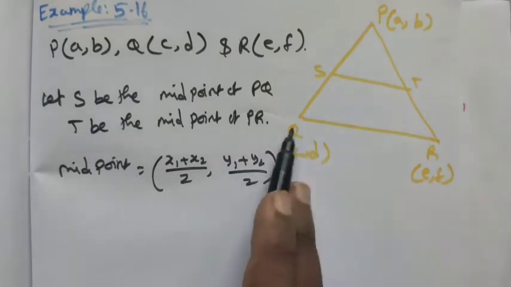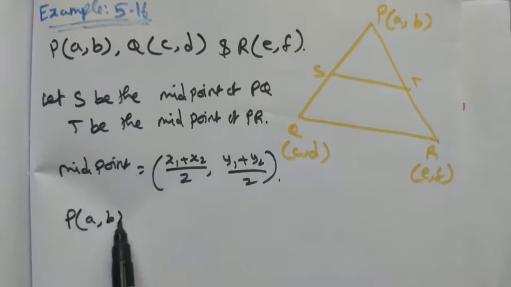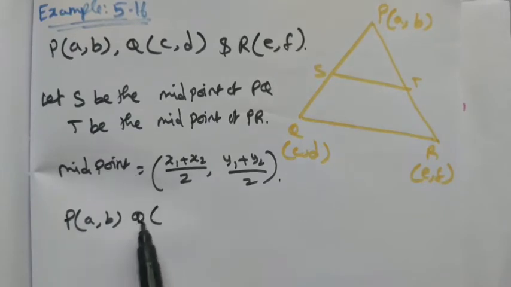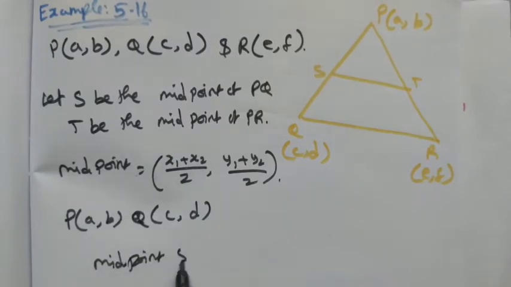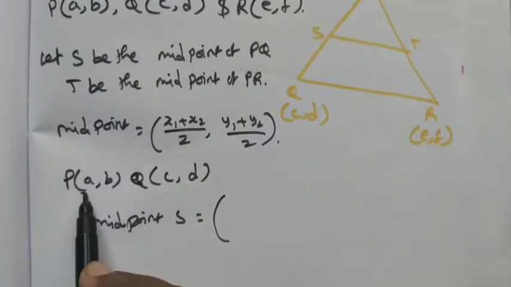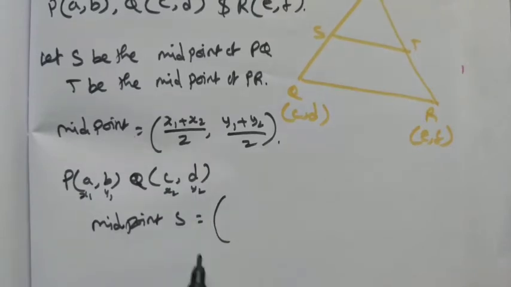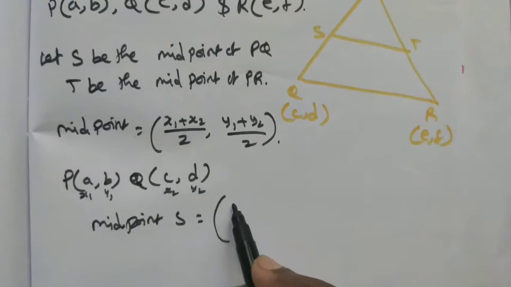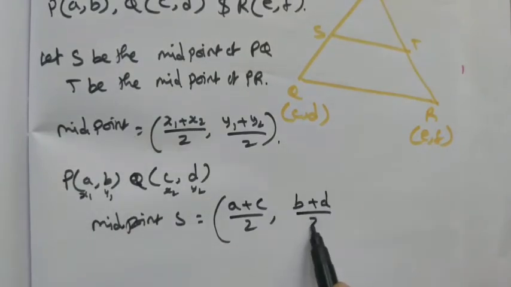Now the points P and Q, we want to find the midpoint S. The midpoint S is equal to, we have the formula the same, right? Let me take the first point as x1, y1 and the second point as x2, y2. So (a plus c) divided by 2, (b plus d) divided by 2. This is the point S.